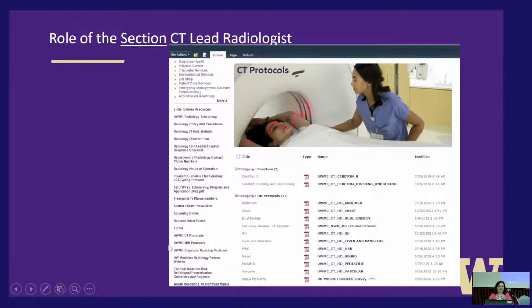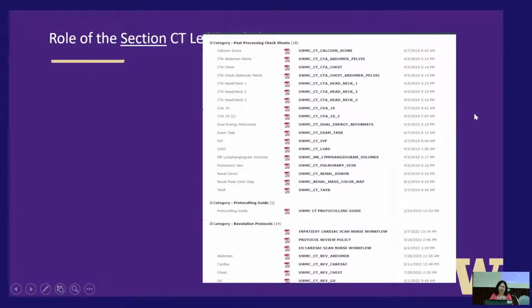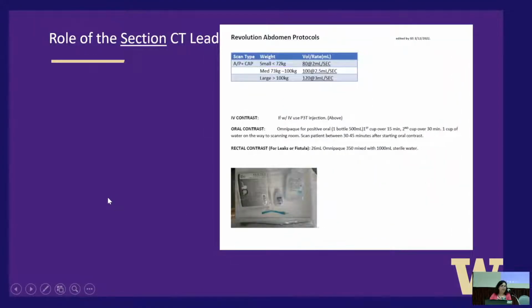So if a radiologist wants to go from Harborview, they can go and look, or from UW, they can go and look at it. Harborview, our trauma hospital, also has their own protocols because they have Siemens scanners. This is all GE. So we have it online as separate, but we try to keep things consistent between what we are doing on the 2 different models of scanners. And this just shows you a lot more. It shows you post-processing sheets, protocols, protocoling guide, and things like that we have online.